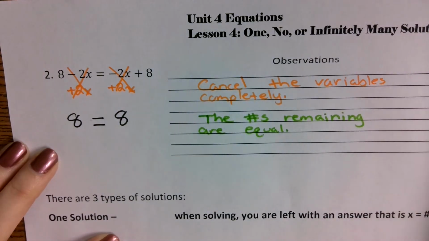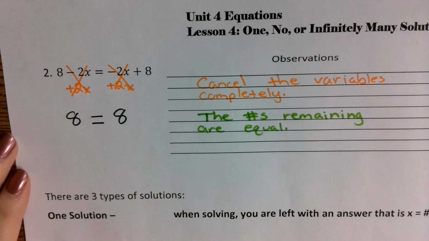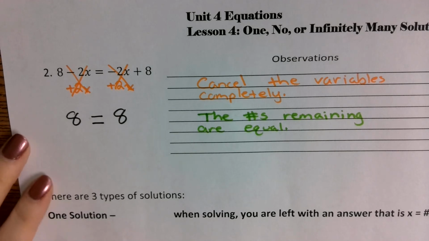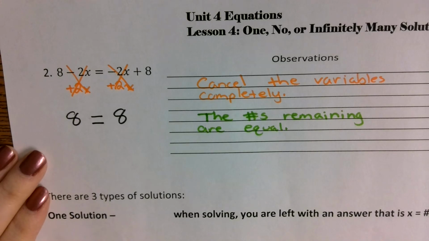So what do you think that means for the solution? Alex? There's infinite possibilities. Okay, if some of you are smart enough to read ahead in the notes, you probably would notice that there are 3 types of solutions, right?